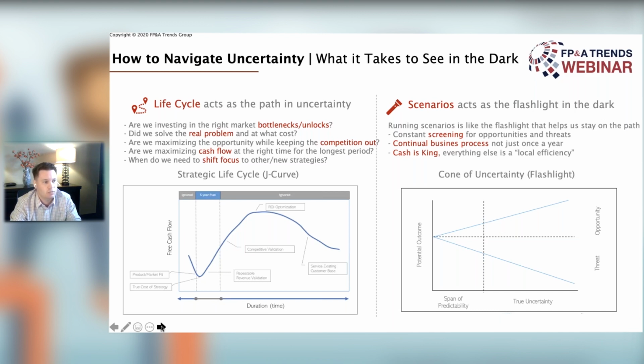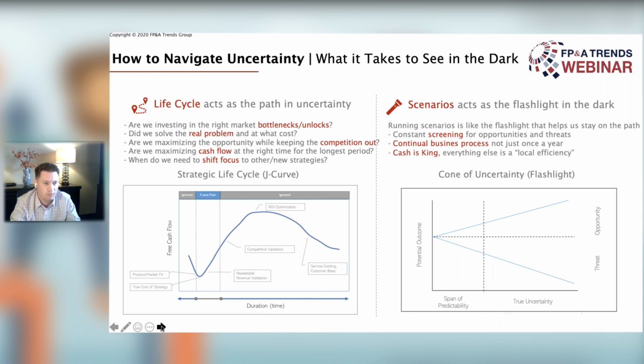So what does the life cycle do? Well, you can see with the life cycle, we can expand just that typical 3 to 5 year view, looking at the whole life cycle of your strategy. And what that does is it makes sure that you're investing in the real problem, right? You're investing in the bottlenecks, you're finding the unlocks, and you're solving them. And you can prove that through analysis that you did that, right? That's critical. So you've solved the real problem.